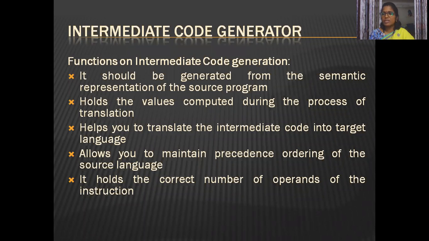It takes the semantic representation and holds the values computed during the process of translation. It holds any intermediate results that are available. It helps you translate the intermediate code into the target language. Intermediate code means the middle work: for performing an entire expression, you need some simpler tasks in between.